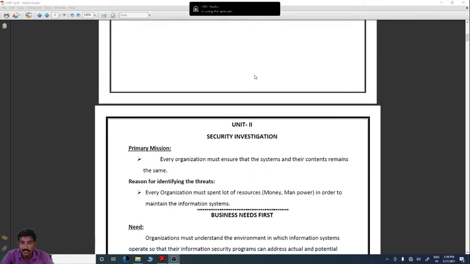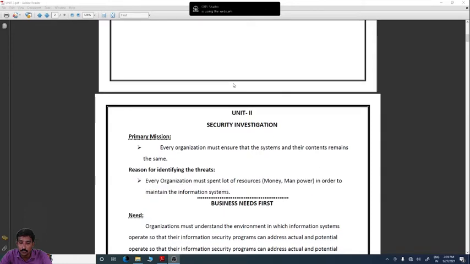Every organization has a primary mission that the system must coordinate, meaning the content inside the organization must remain the same. That is the major mission of every organization. So every organization always tries to identify which resources could be used by unauthorized persons. The major mission focuses on the content we have remaining the same, and not being altered by any unauthorized persons. That is the major objective of this concept.